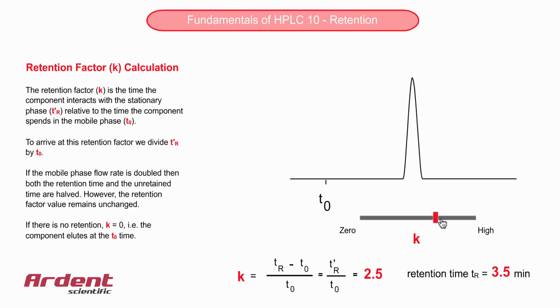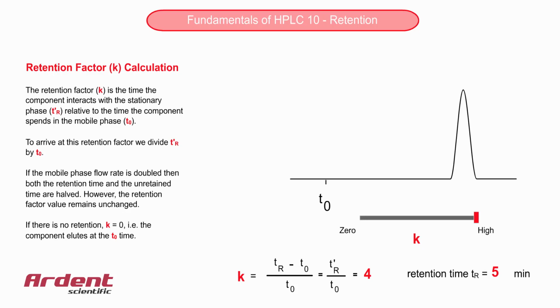Let's go through an example with some numbers. If the retention time is 10 minutes and the unretained time is 2 minutes, then the adjusted retention time must be 8 minutes, simply 10 minus 2. Therefore, the component interacts with the stationary phase for 8 minutes. Another way to view the retention is to compare this 8-minute time with the unretained 2-minute time. The component has interacted with the stationary phase 4 times longer than it has spent in the mobile phase. Thus, 4 is the retention factor.